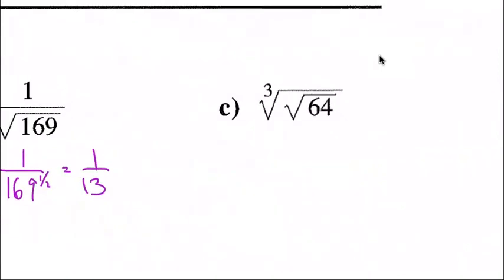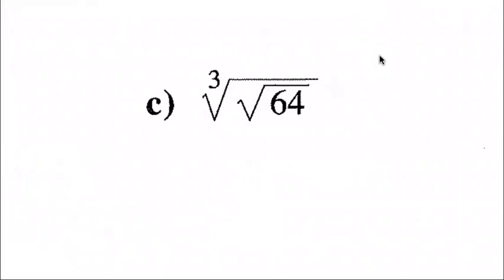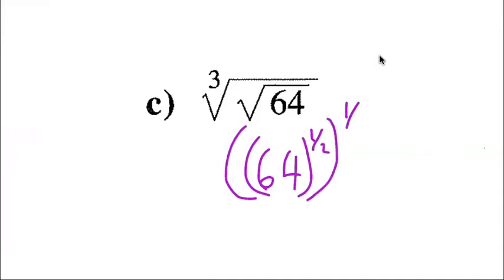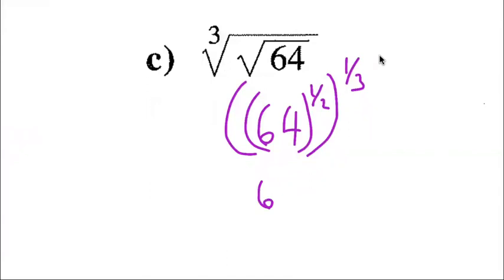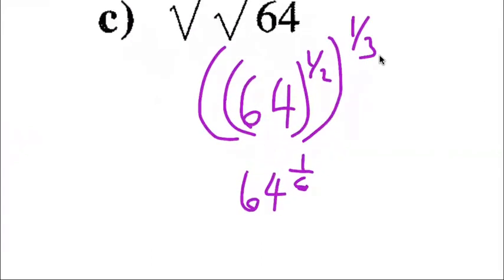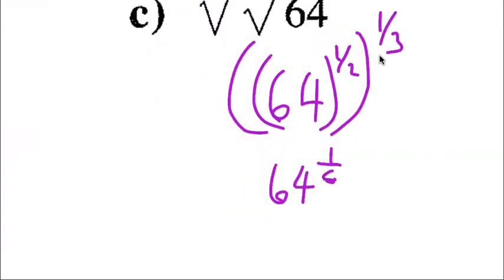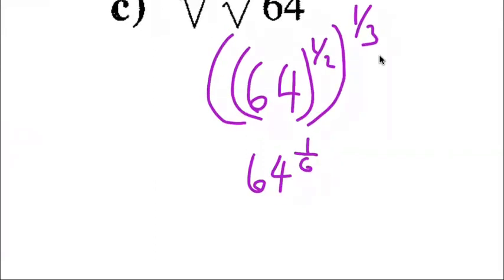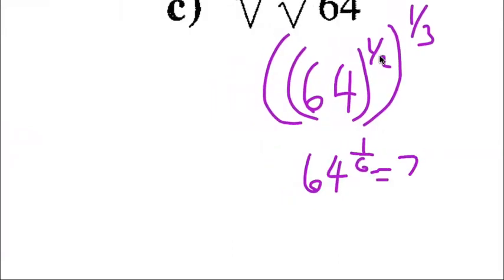Question C. Cube root of the square root of 64. Well, square root of 64 is to the 1/2, and cube root is to the 1/3. So this is 64 to the power of 1 over 2 times 1 over 3, which is 1 over 6. Sorry, let's erase that. That got messy. 64 to the 1 over 6. Be a 6. Come on. Just want a 6. There. And 64 to the 1 over 6 is 2.